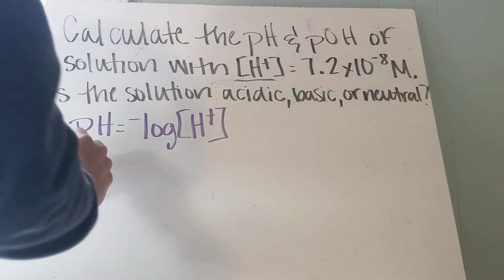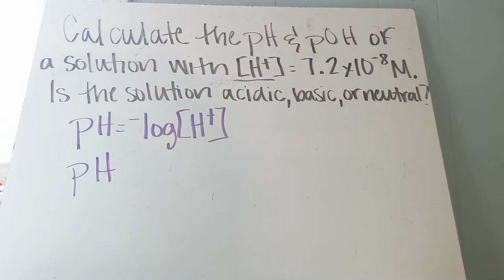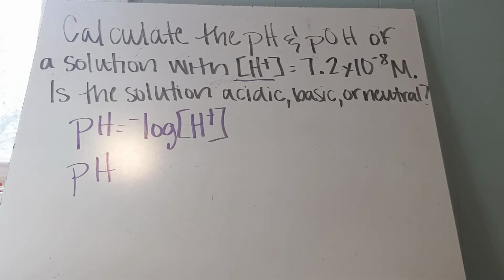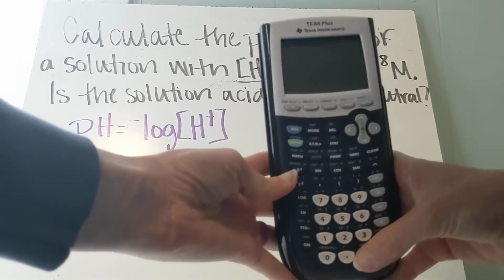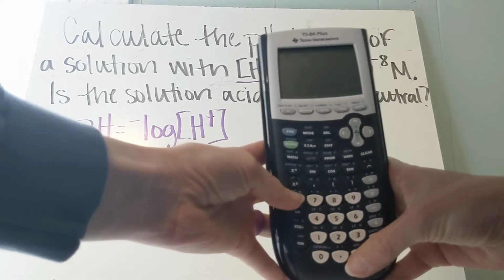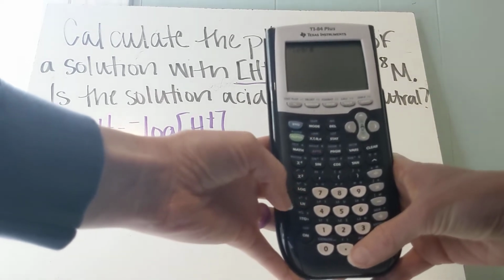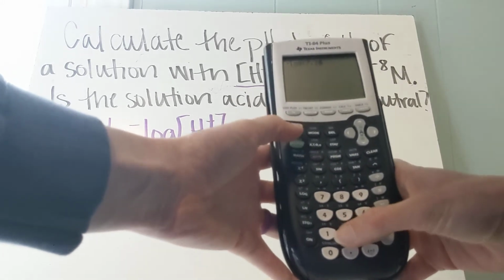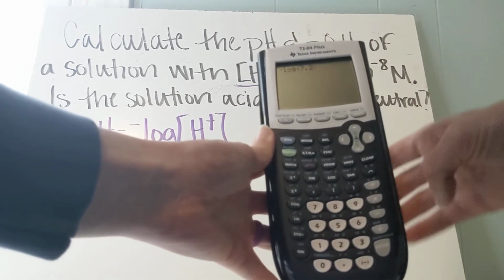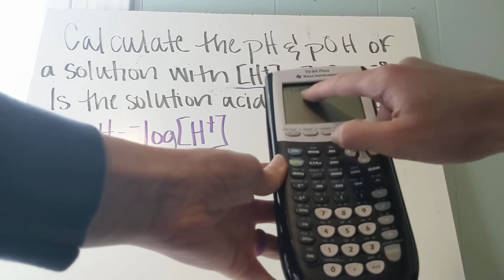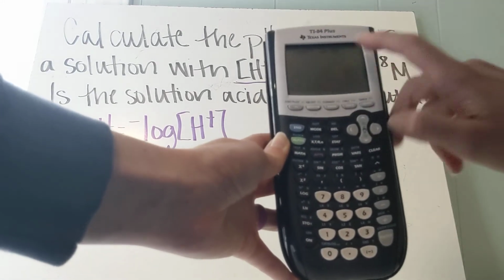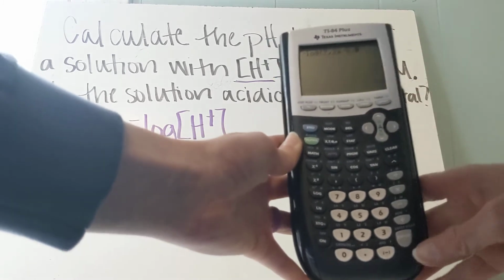Anyways, to get the pH, we are going to do this calculation. I'm going to show you on my calculator. I'm going to hit the negative button, and then I hit the log button. Then I type in my H plus ion concentration, which is 7.2 times 10 to the negative 8th. I'm going to hit second E, negative 8. Since it puts whatever is in the log in parentheses, I'm going to finish that parentheses.